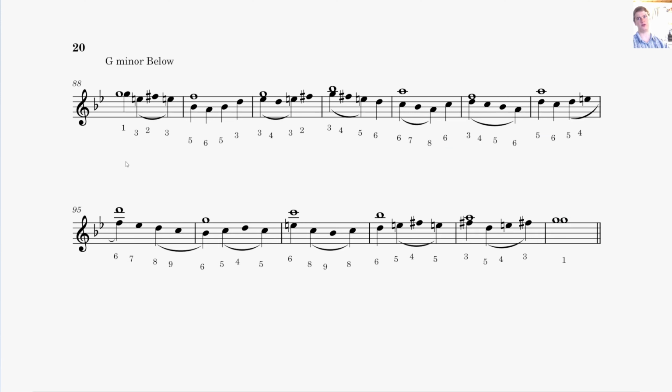Next, G minor below, you can see we're in the treble clef again with the soprano to alto range now. In the second measure, we see a perfect fifth, and it is approached in direct motion. Then in measure 7, there's a fifth again approached in direct motion.